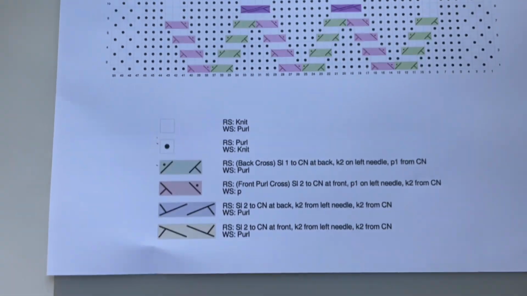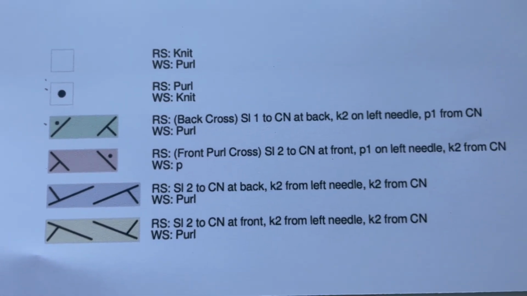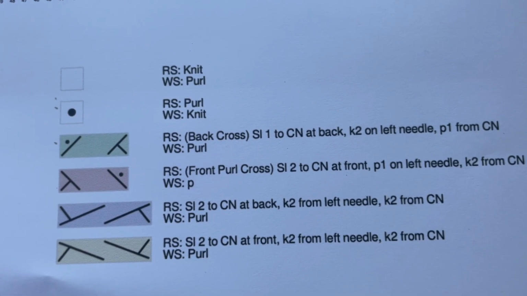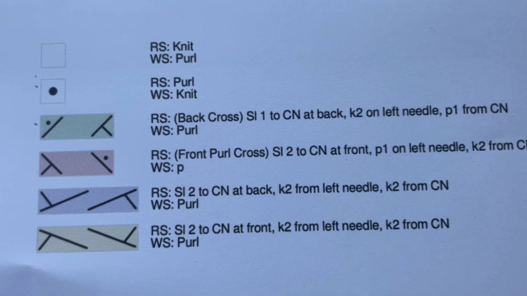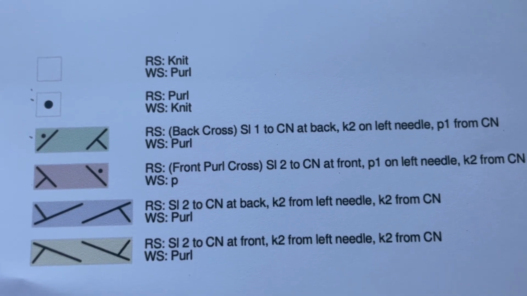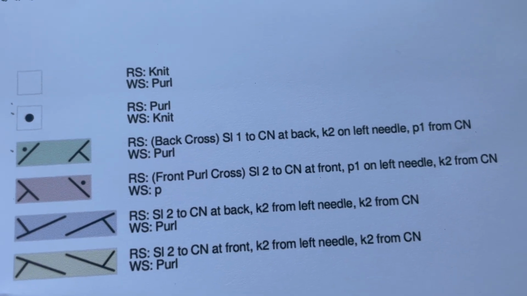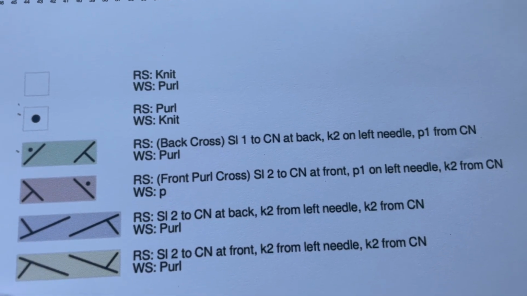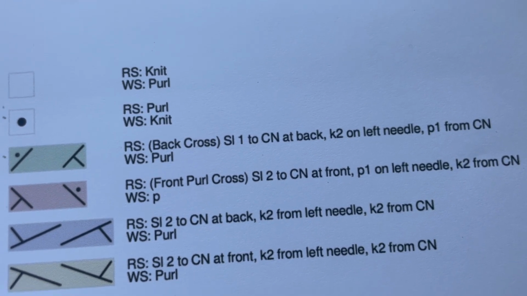And I'm going to have to take this off. My arm here is too fixed. So anyways, here's the key to the pattern. And as you see, it shows you the symbol, and then it tells you what to do. So like this green one at the top is slip 1 to cable needle to back, knit 2 on the left needle, purl from cable needle. Okay, and you have 4 of them.